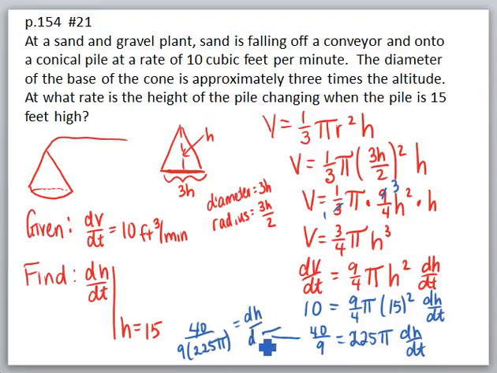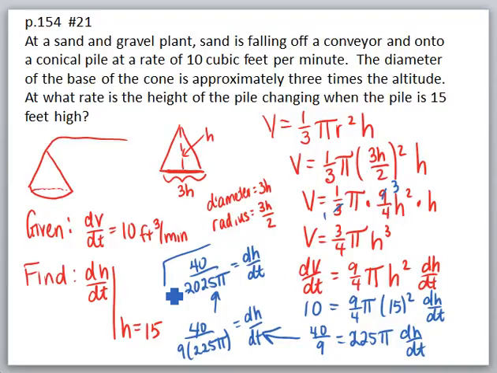That's a larger number. I'm going to have to keep going this direction with it. 40 over 2025 pi. Now that does reduce to be 8 over 405 pi. I don't know if I can squeeze that in or not, but it does reduce to be 8 over 405 pi, and this would be feet per minute.